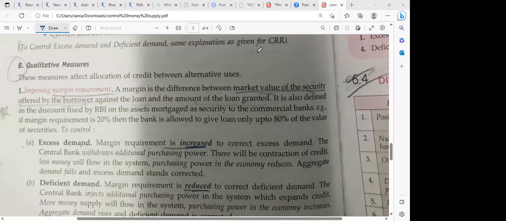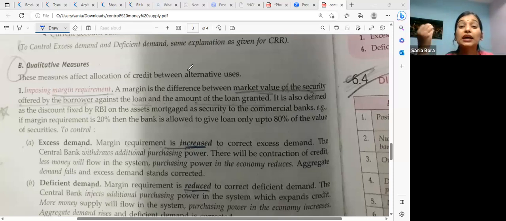Yes. So that is basically the margin requirement. For example, if you are taking a 100 rupees loan, the banks will be deciding what should be the value of the product that you are keeping with them. For example, the product should be worth 150 or 200 rupees. Like this, they will decide it.